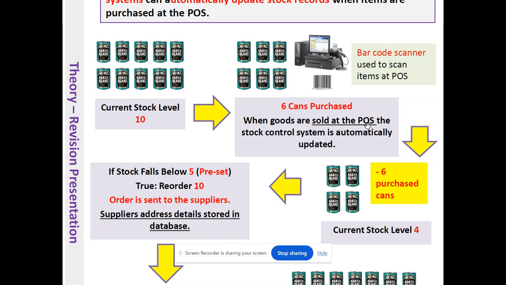When goods are sold at the point of sale, the stock control system is automatically updated. So we had 10, we've purchased 6. So obviously we minus 6 cans, and now the current stock level is going to be 4.